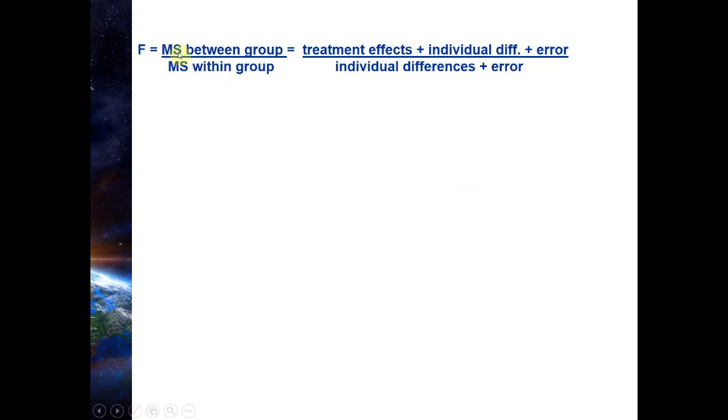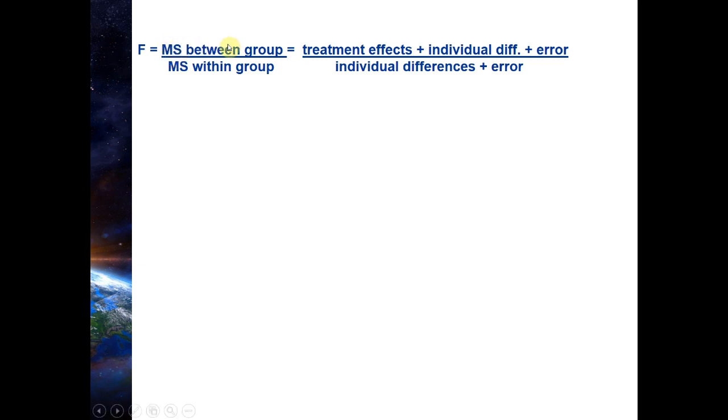Now, let me introduce this to you. MS is short for mean square, and mean square just means variance. I know it's frustrating. I get that. But the ANOVA people didn't like the word variance, I guess, and they had to call it MS, mean square. I just need you to know that MS is variance.